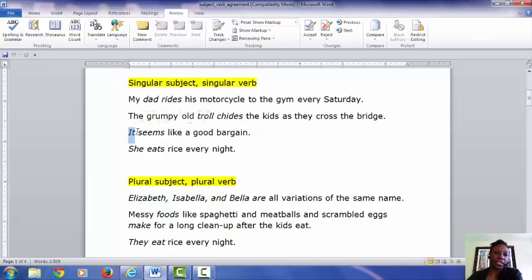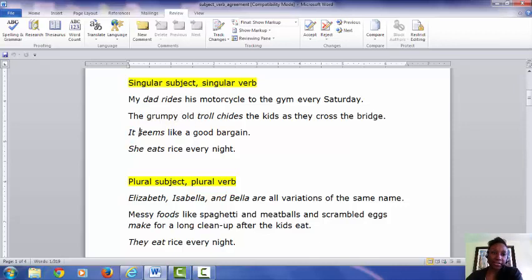Again, let's look at this pronoun. It seems like a good bargain. What is the sentence about? It. Not all subjects are nouns. In this particular case, the subject is a pronoun. That is why you need to ask yourself, what is the sentence about? It is the subject of the sentence.